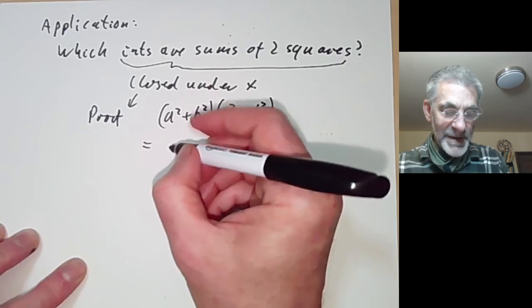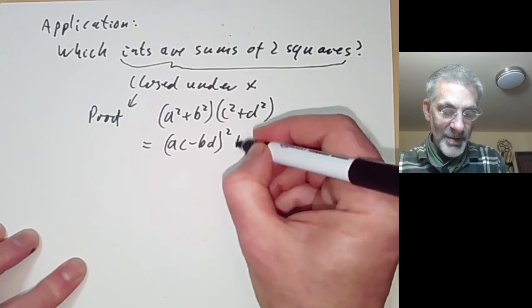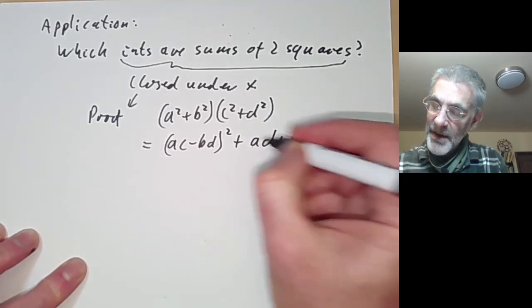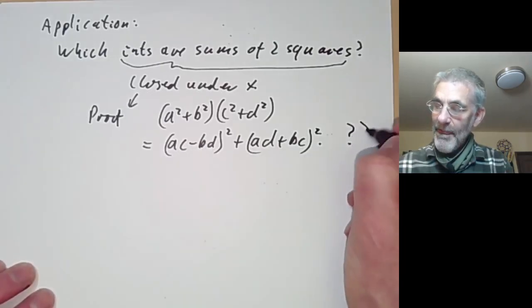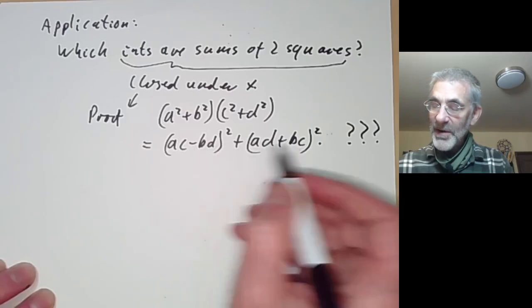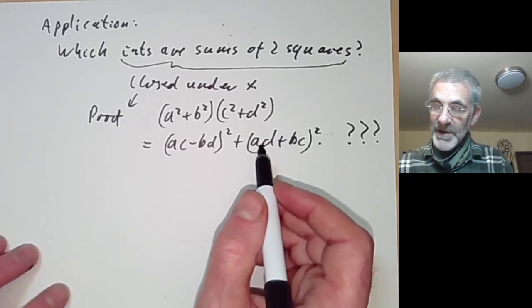Well, we can write this as a sum of two squares because it's AC minus BD squared plus AD plus BC squared. Well, that's a very neat proof, but where on earth does this formula come from? Well, it comes from complex numbers.